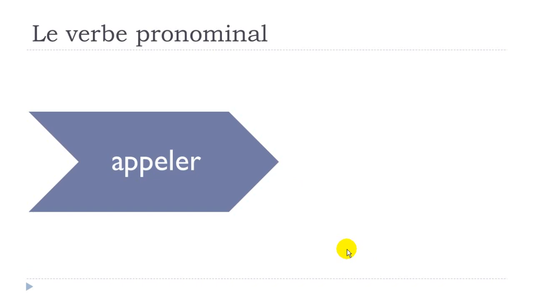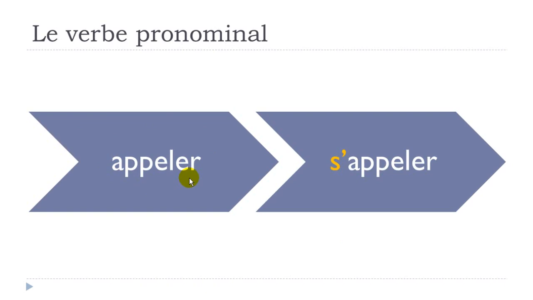Let's take another example, appeler, to call, okay? The important thing in that case is that, as usual, appeler is starting with a vowel, a, here. And it does mean that, as usual in French, normally we should have this se, but then the e will disappear and it will look like that, s'appeler. So appeler, to call, and then s'appeler, to call oneself.